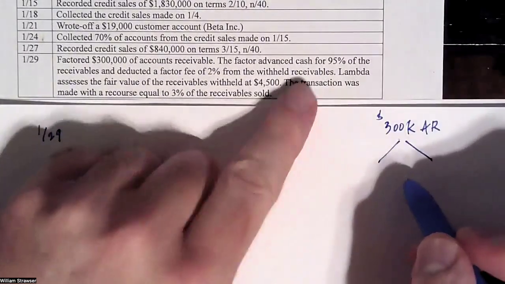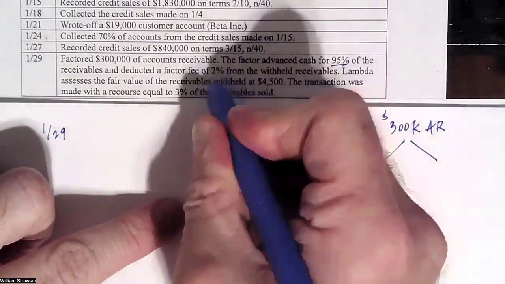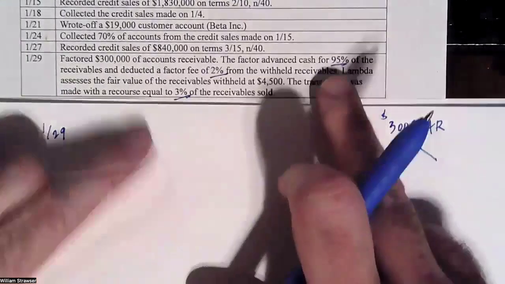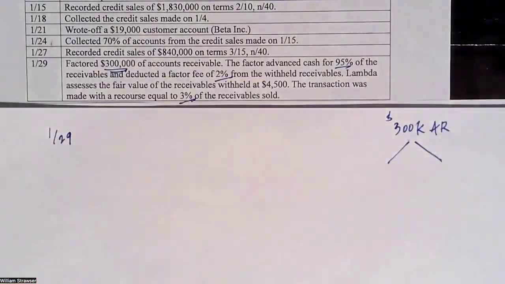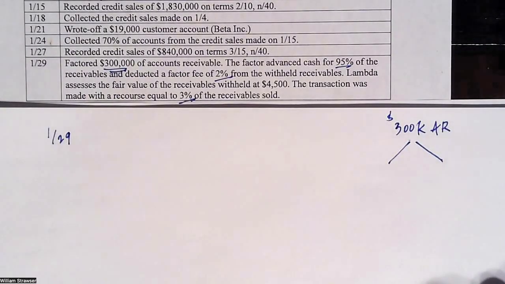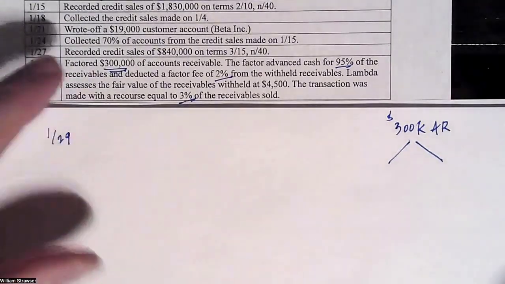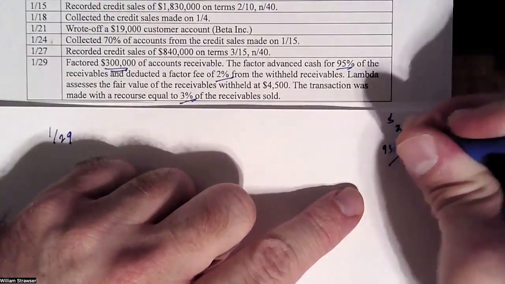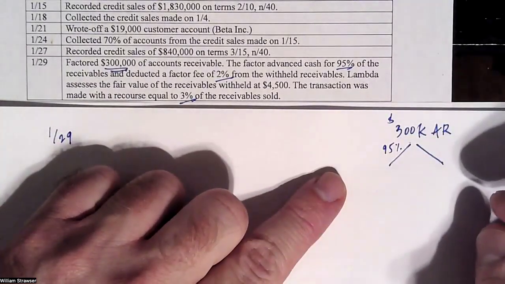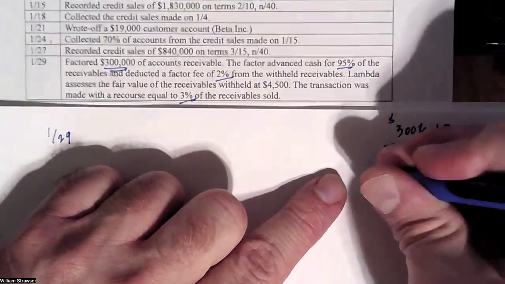We receive 95%. Okay, real quick side note. All of these percents are going to be taken from this amount here. So don't apply percents to any of the other sub calculations, just to this. So 95% of the cash is being advanced, and that is 95% of 300,000, which is 285.